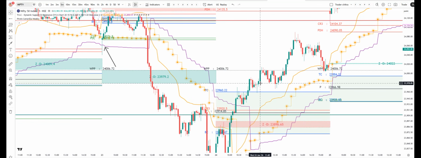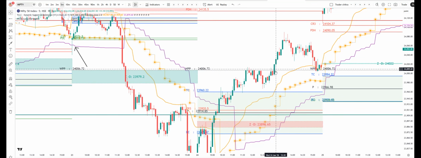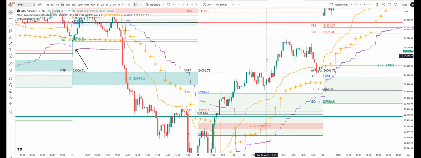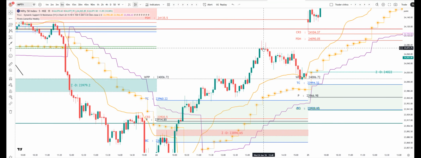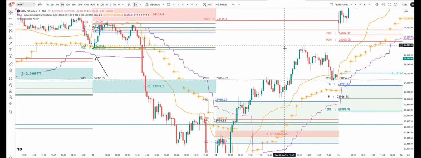So on 24th June, we can see that after price gave a close above the weekly pivot zone, price moved till 24,075, and after that we got two inverted hammers at that particular level, and we got a small doji candle. Why did we get the reversal from this particular level? If you look at the previous day, we can understand that.